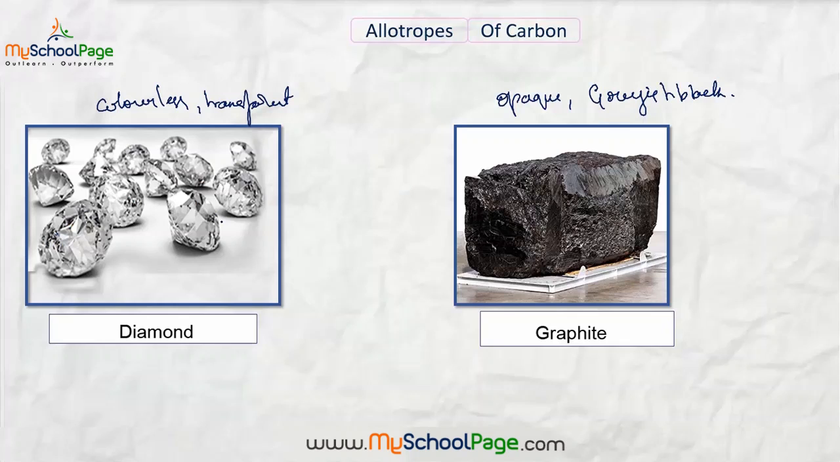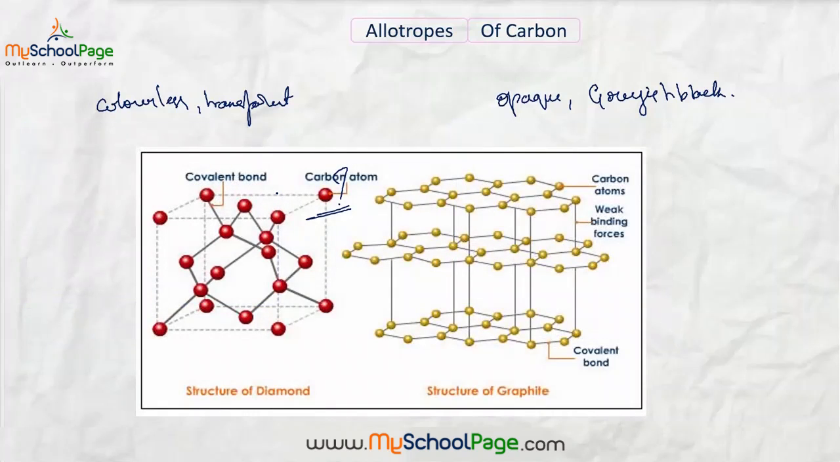Now the question is, if both diamond and graphite contain only carbon atoms, that is if they are made up of only carbon atoms, then why is there so much difference between them? To answer this question, let us go a little deeper and look into their structure. Now here is the structure of diamond and graphite. Now observe carefully the arrangement of carbon atoms in these two allotropic forms. Here is the carbon atom.